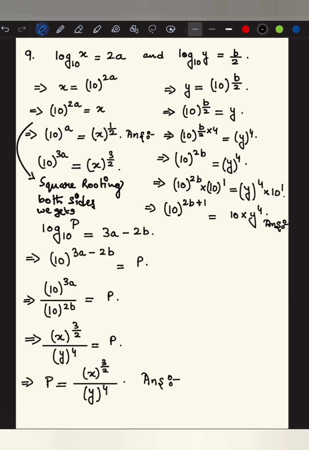Similarly, we need to express 10 to the power 2b plus 1 in terms of y. For that, first of all, we need to find out the value of 10 to the power b. So 10 to the power b by 2 we get as y. So from here we need to find out the value of 10 to the power b. For that, we need to exclude this by 2 term. How can we do that? If we square both sides, then only we can do that.